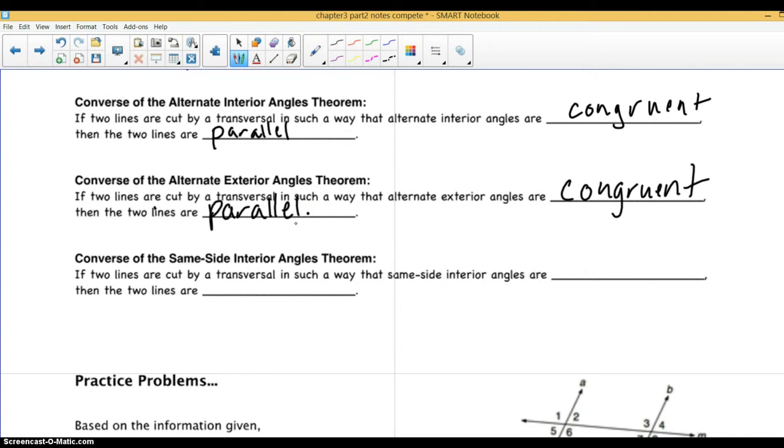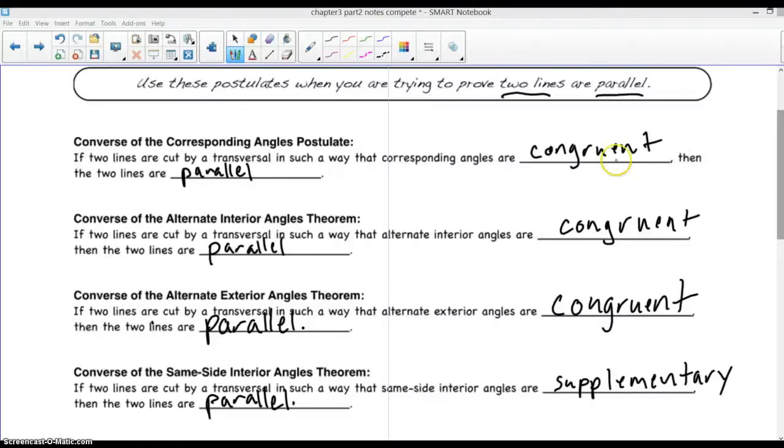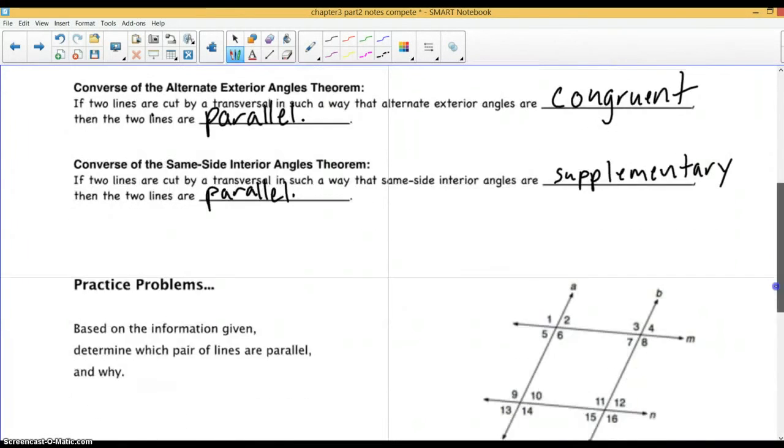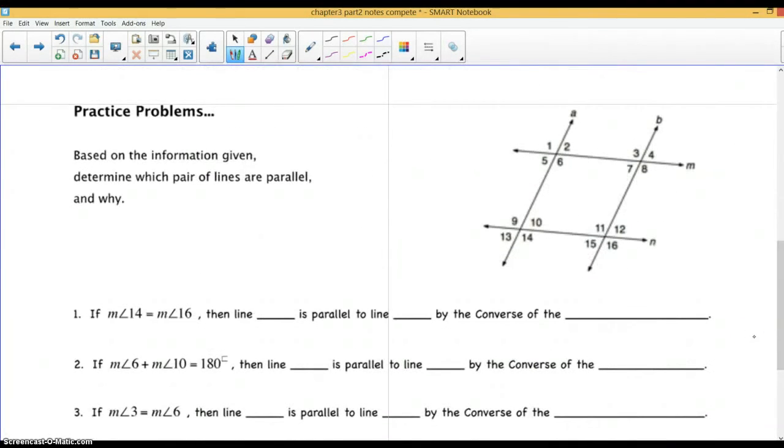Now, our last one was the same side interior angles theorem. For those, we said that they are supplementary. So if two lines are cut by a transversal in such a way that same side interior angles are supplementary, then the two lines are parallel. So we have our postulates that allow us to know whether two lines are parallel. Now let's actually go through and try a couple so we know how to actually use them.